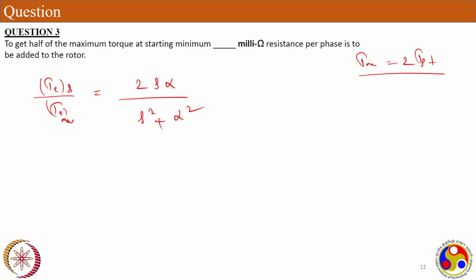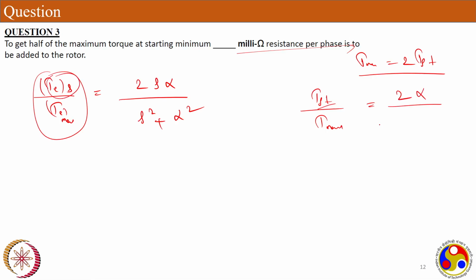Dinesh, you are actively participating, and let's see what I will get also. Now, you just have to convert this into a relation of T max by T start. So I'll just write it. Instead of T, I will write T start by T max is equal to 2 times, at slip S. At my starting, S is equal to 1. So I will have alpha and 1 plus alpha square. I know this relation, that is 2, right? And T start by T max will be 1 by 2.